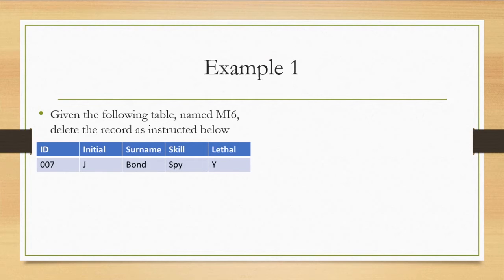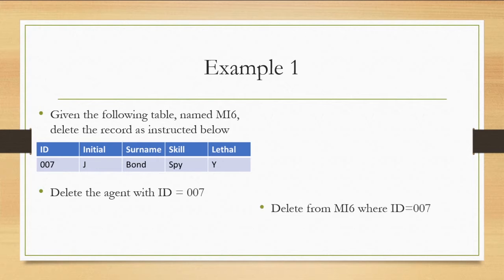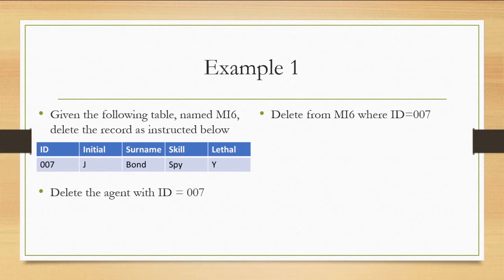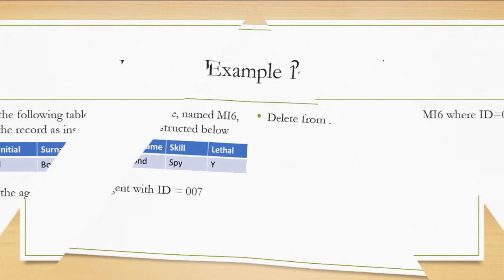So given the following table named MI6, delete the record as instructed below. Delete the agent with ID 007. Pause the video here and try and work out the SQL statement for yourself. Okay, let's look at the answer. So, delete from MI6 where ID equals 007. Let's look at the second example.